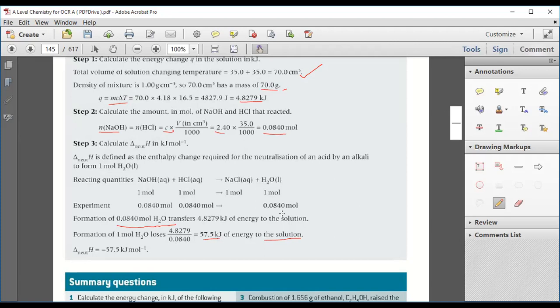Is that point clear? So first of all, for the number of moles of H2O, this much kilojoule is transferred, and then formation of 1 mole of water loses this much amount, that is 57.5. Okay, clear? Any doubt in this? No.